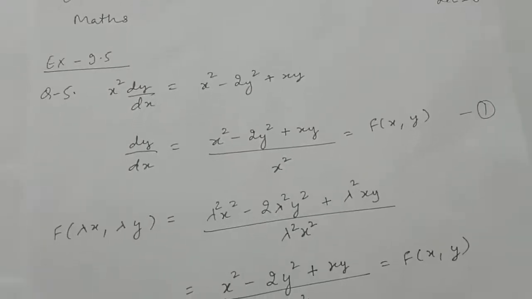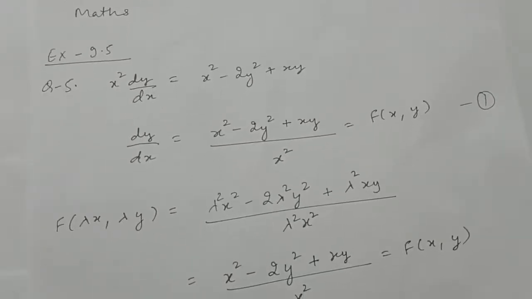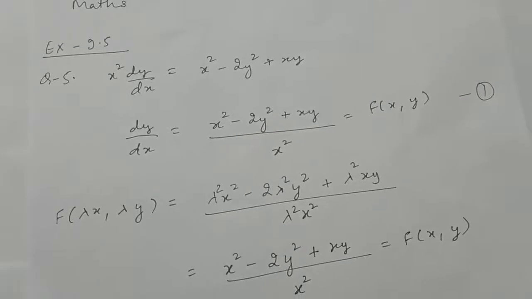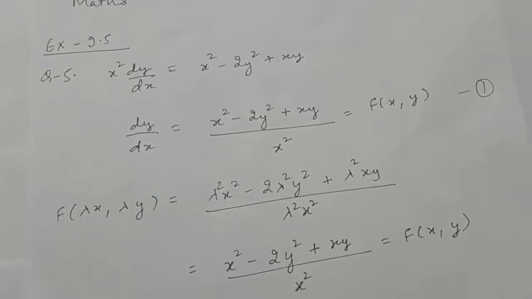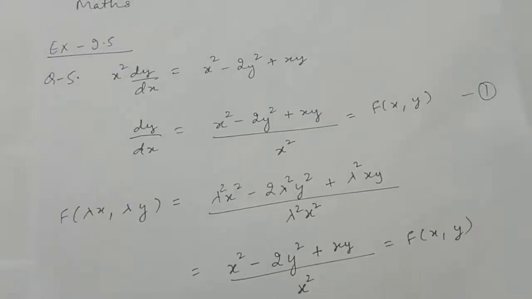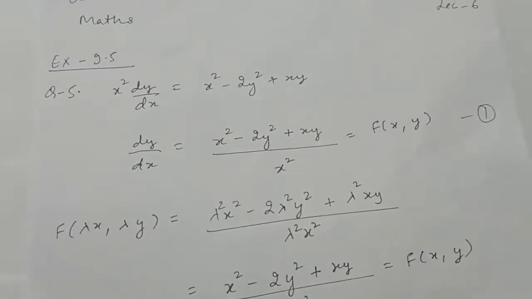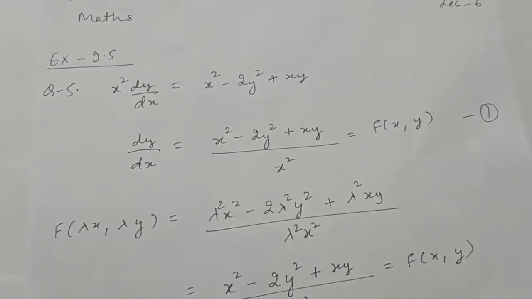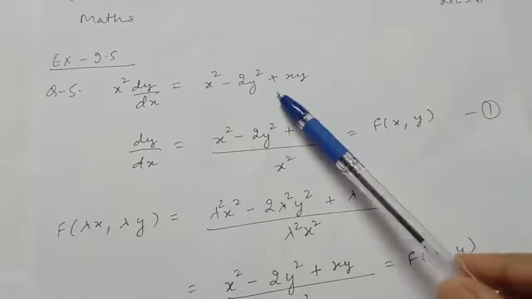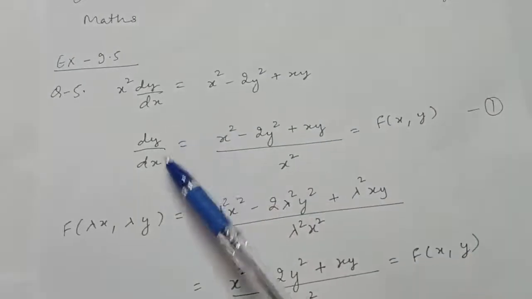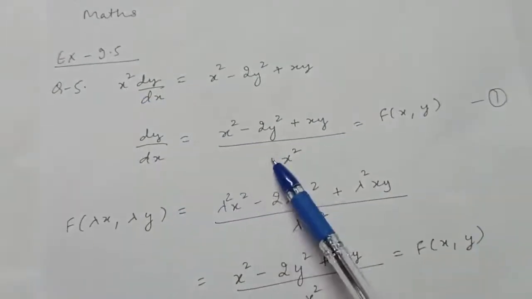Today we will discuss exercise 9.5. So question number 5 is, this differential equation is given to you. You have to check if it is homogeneous or not, and then if it is homogeneous, solve it, right? So this is the differential equation given. First of all, calculate dy by dx by taking this x square on this side.